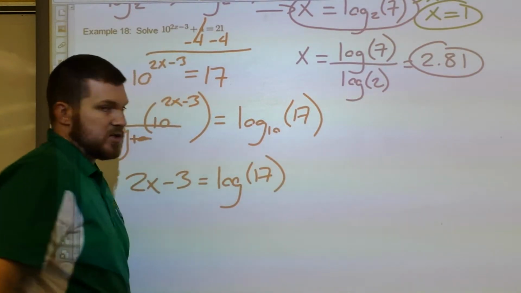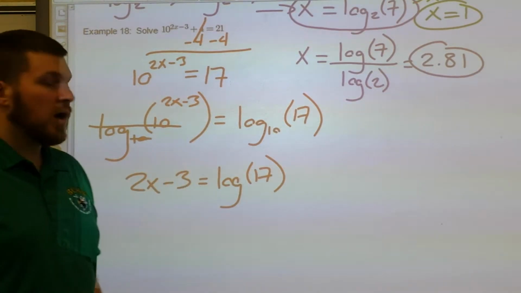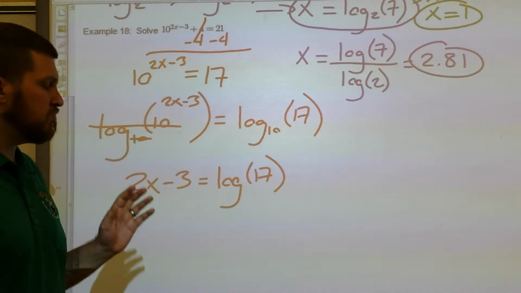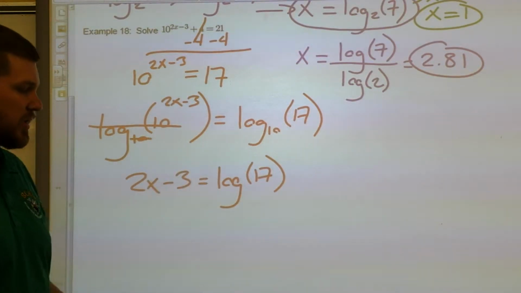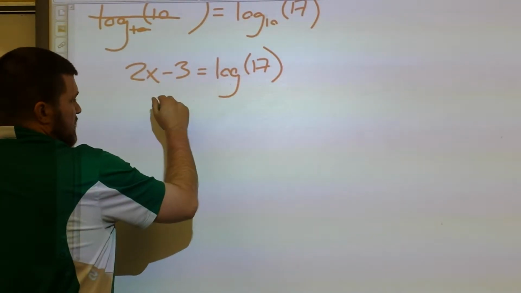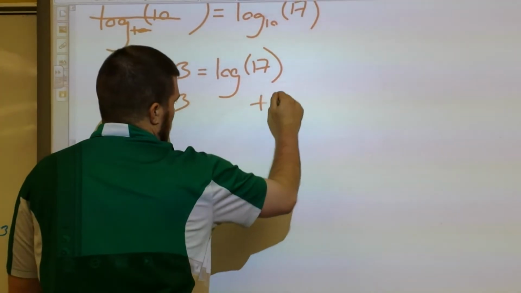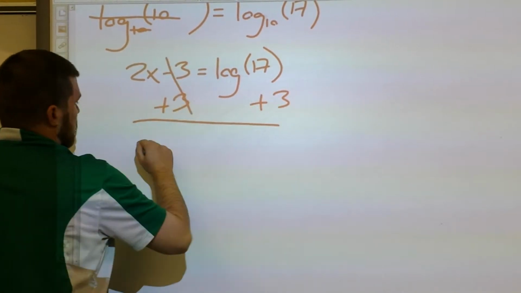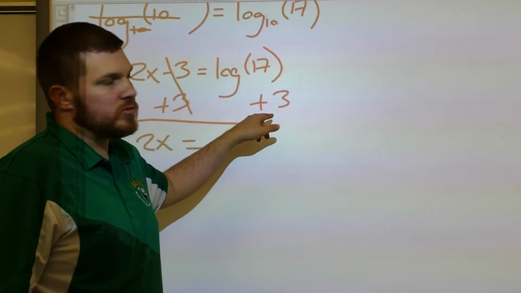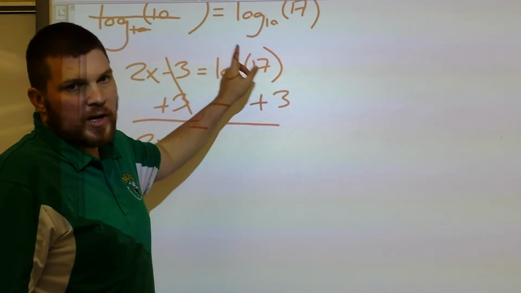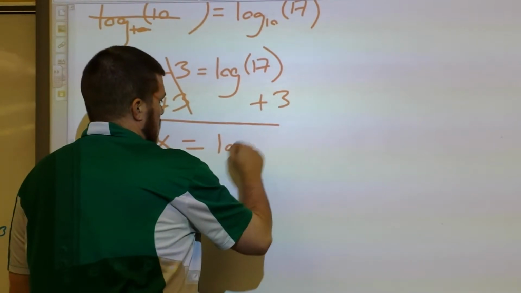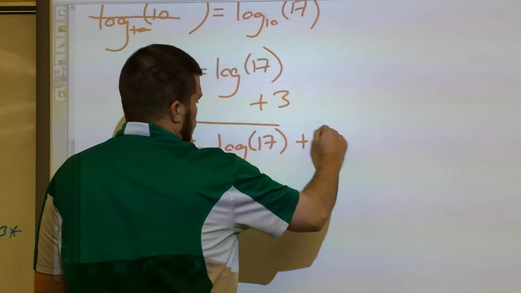Because that base 10 is understood. And log of 17 is going to be a decimal. It's going to be a nasty, ugly decimal, so I'm just going to leave it log of 17 for now. Alright, so to get x by itself, I need to add 3. Add 3. Now, 2x is equal to. Now, do not say 17 plus 3 is 20. This 17 is trapped inside the log, so just bring everything down. Log of 17 plus 3.